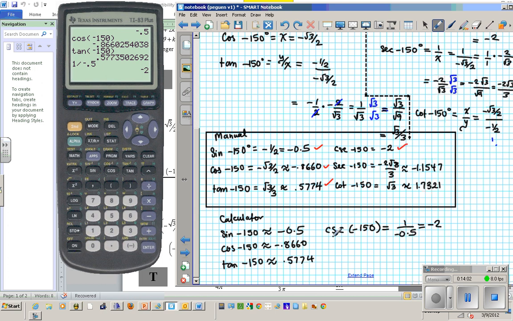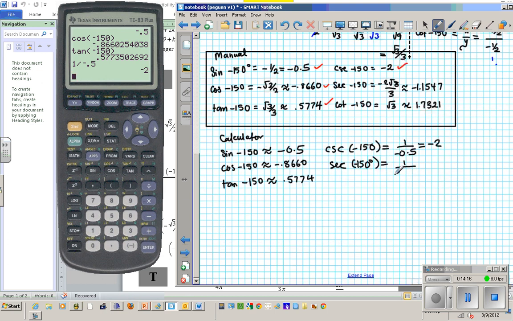All right, how do we get secant negative 150 degrees? 1 over your cosine will give you that answer. So 1 over the answer we got here, which is negative 0.8660. It's going to be an approximation since this is an approximation. So we're going to have 1 divided by negative 0.8660. Enter. So my calculator says it's negative 1.1547, which tells me that my next answer is correct.